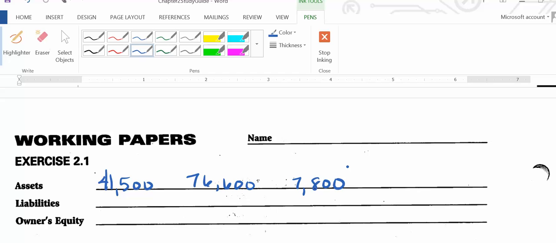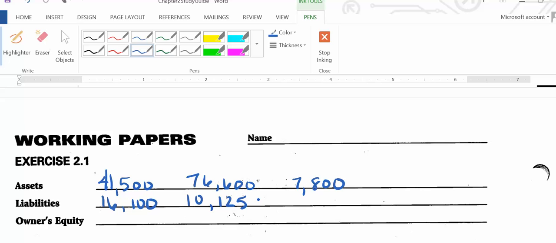Next on the list is loan payable. The word payable is your clue there. Payable means it's a loan and a liability. It's money that you owe, so that's a liability. So we have 16,100. And the last one they've given you is accounts payable. Again, the word payable, those are bills that we need to pay for our business, for our company. So 10,125.